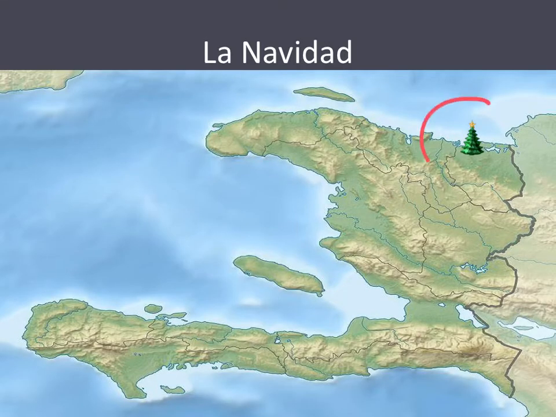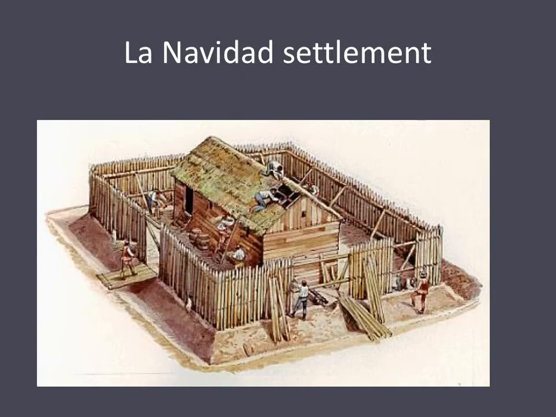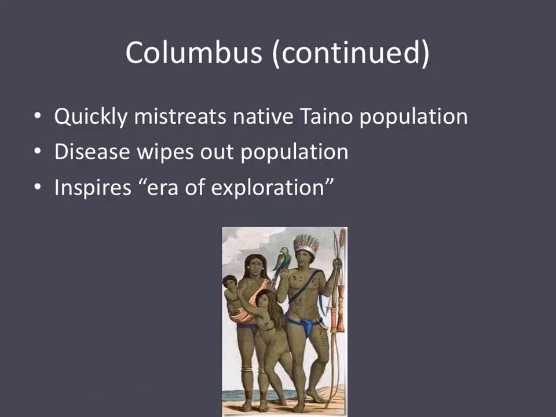So here's a picture of it, marked by the lovely tree right there, and that's in modern-day Haiti. And just to show you another shot, so here's Hispaniola, Dominican Republic and Haiti, and then Juana is Cuba today. La Navidad, this is a picture of what it looked like, kind of Jamestown-ish. Some more stuff. We'll talk about this.